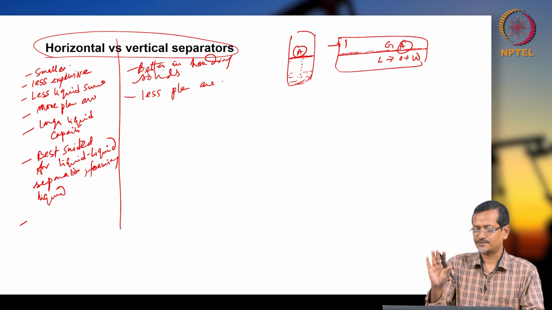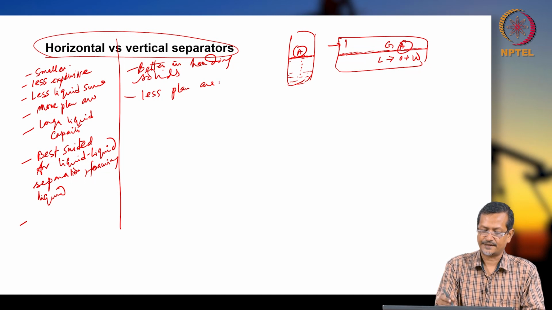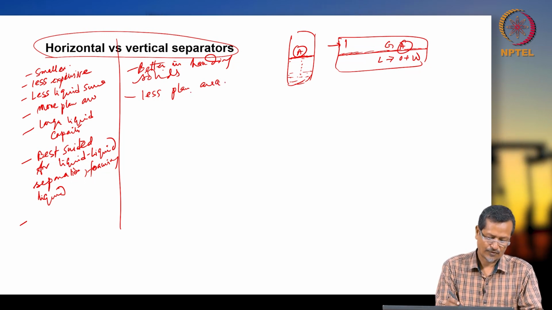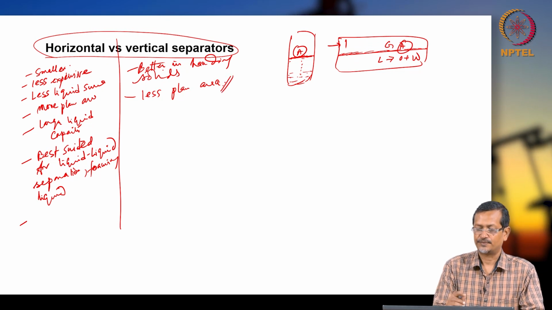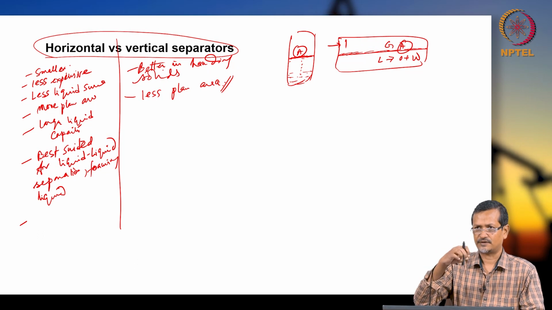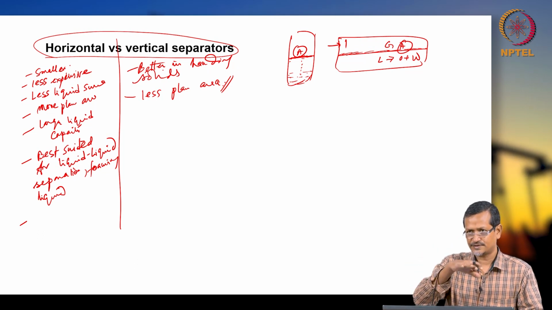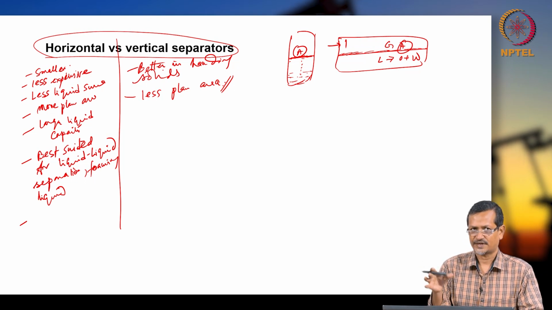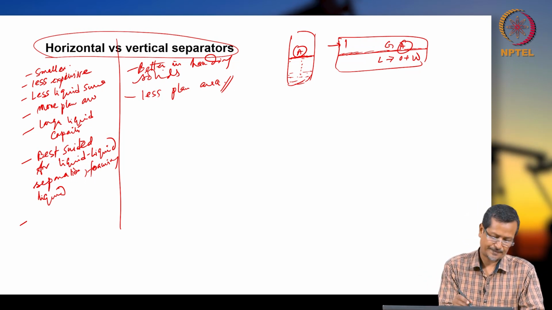So, this is from the side, it is having less plan area. Then the horizontal separator, this point is important for offshore application. Because if you need very large space, offshore will be a very compact area, the deck area of a semi submersible or any other platform, the surface separation area will be very small. So, in that case you need a smaller compact system. In that case a vertical separator may be better.